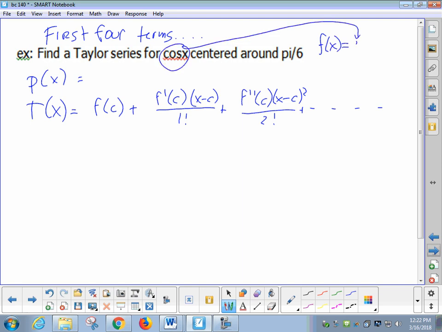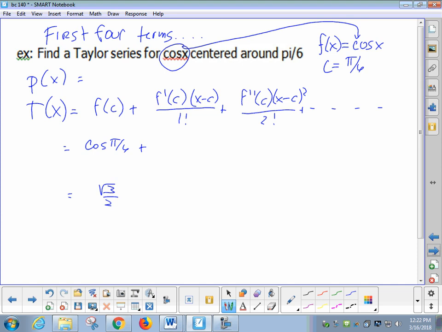Cosine of x. We're trying to match cosine of x. What's the center I'm trying to fit around? Pi over 6. Okay, so I have that clear in your mind. It's hard to find f of x or f at c if you don't know what f is or c is. F at c then is cosine of pi over 6, which is root 3 over 2.